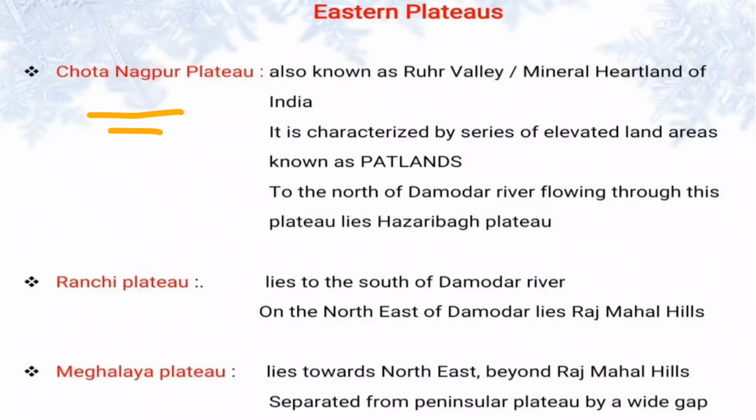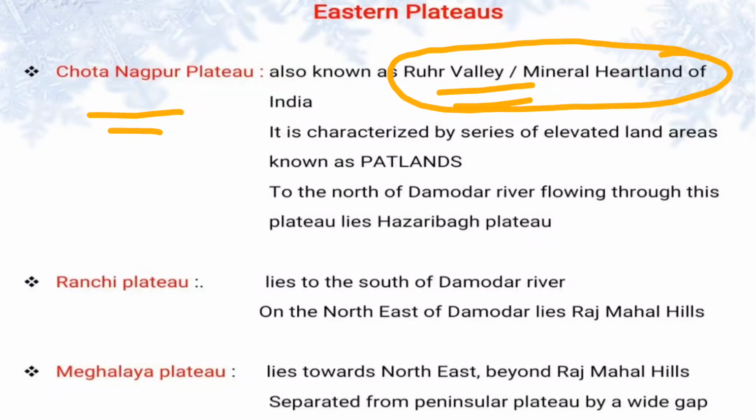So starting with the Chhota Nagpur Plateau, this is also known as the Ruhr Valley. Ruhr Valley is actually the mineral heartland of India. Ruhr is said to be the mineral heartland of India, and you have to remember it. Sometimes the question can be asked in this way, which is the mineral heartland of India? So you have to say that it is Chhota Nagpur Plateau.